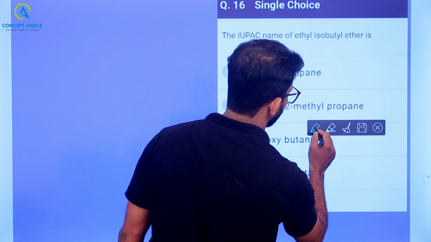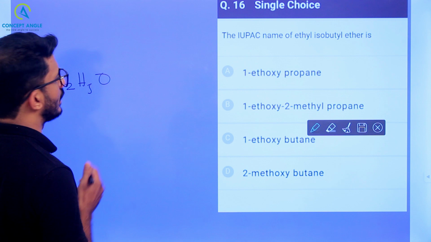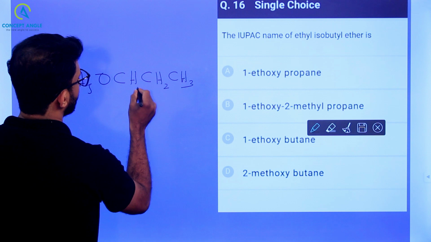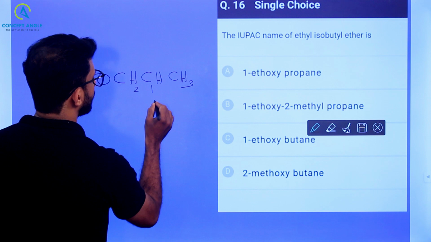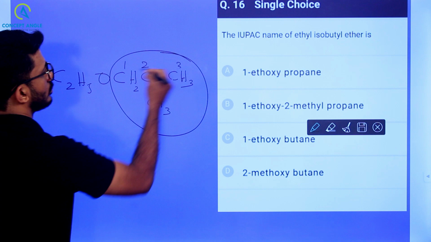Ethyl isobutyl ether. Ethyl is C2H5O. Isobutyl, that is CH, CH2CH3, and here CH2, and here there is a CH3. This is isobutyl ether. So this is the main chain, and from here we will number 1, 2, 3. So what will be the answer?